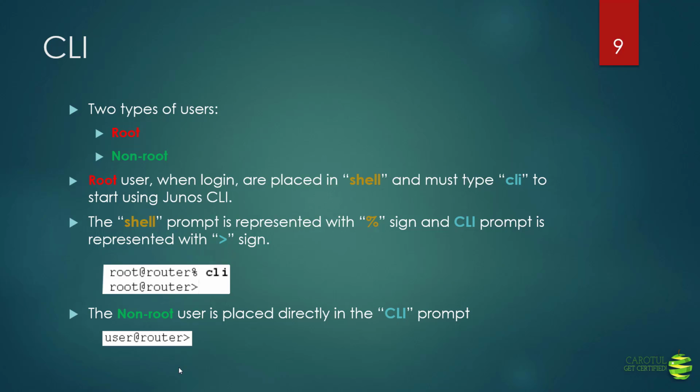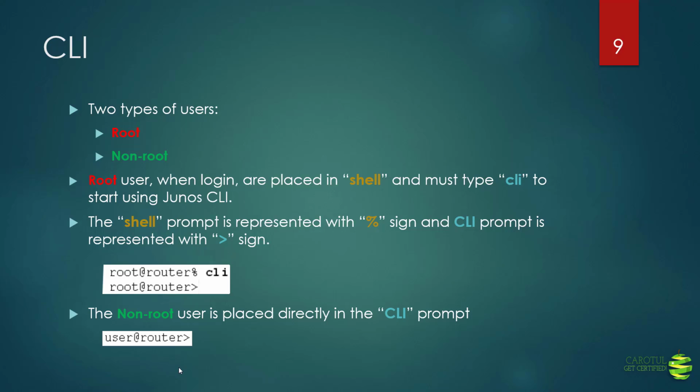So there are two types of users you can create in Juniper's Junos CLI. When you boot a Juniper router or a Juniper switch, the very first thing it will ask you is the authentication: who are you and who is trying to access this device. There can be root users and non-root users. The root user is the one who has complete control, all the credentials and all the power. When the root user logs in, he is placed into a shell, and then he must type the keyword CLI to start using the Junos CLI. So the CLI keyword has to be typed.